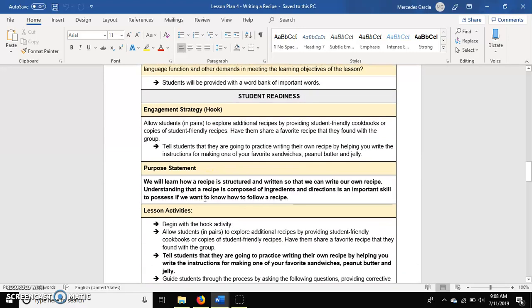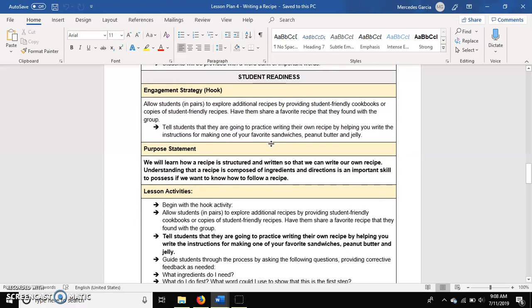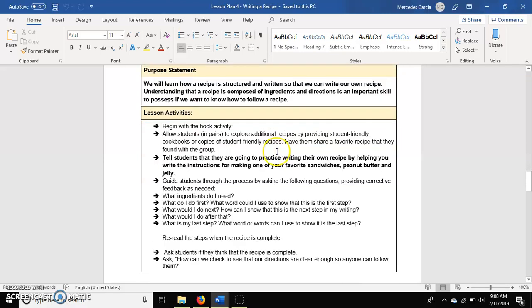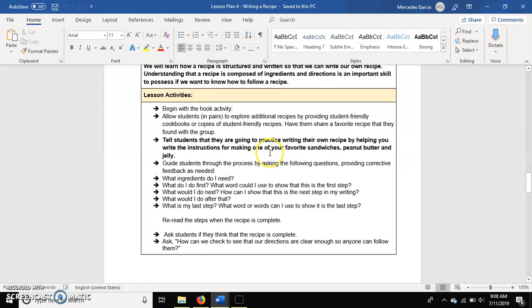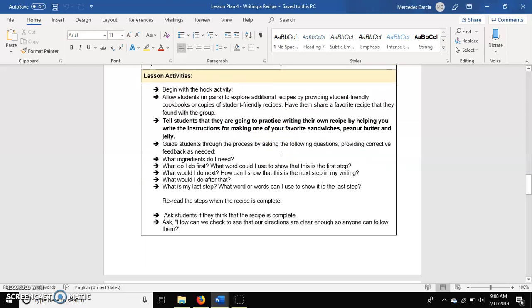They'll start off by exploring additional recipes. I'll be providing student-friendly cookbooks or copies of student-friendly recipes. They share their favorite recipe that they found in the group. Then they're going to practice writing their own recipe, but first we will begin with them helping me write the instructions for making a peanut butter and jelly sandwich.